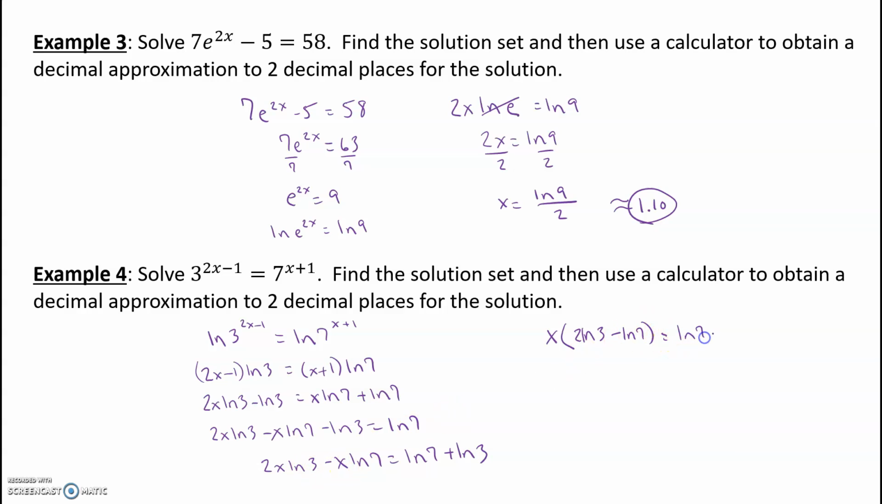I'm going to leave this side alone over here. And now you can get x alone. Divide by 2 natural log of 3 minus natural log of 7, and you'll be left with x. So this is what you're typing in your calculator. Make sure this whole thing stays in the numerator. If you use parentheses, close them, all that good stuff. All said and done, you should get about 12.11.